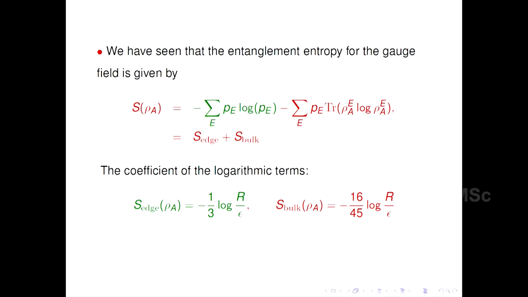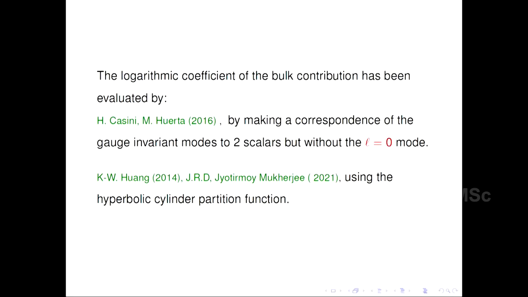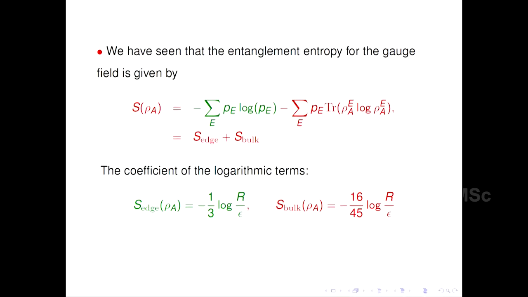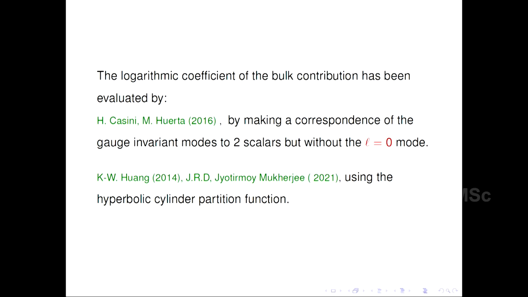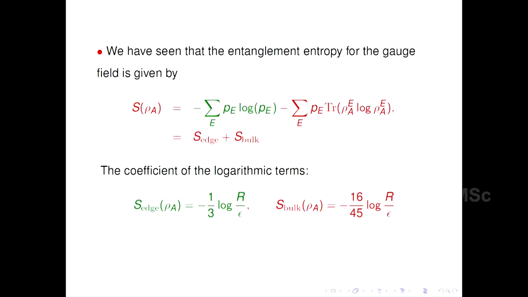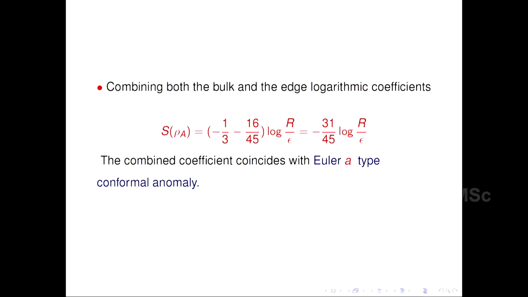We can go ahead and evaluate the other term also. And together, these coefficients of the edge together with the bulk, okay, these are the history of various evaluations of the edge mode and the bulk term. Initially it was evaluated by Casini and Huerta, and we had a different method of evaluating it. But when you add the coefficients together, they become the A-type conformal anomaly.